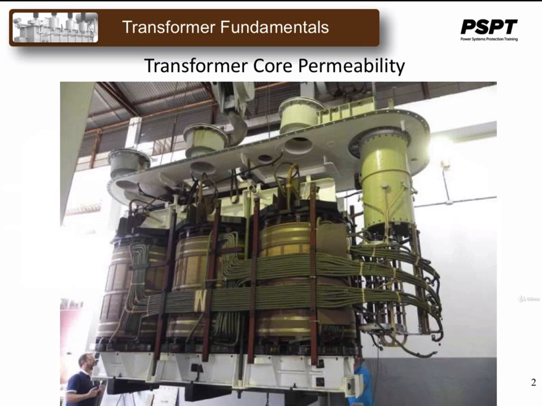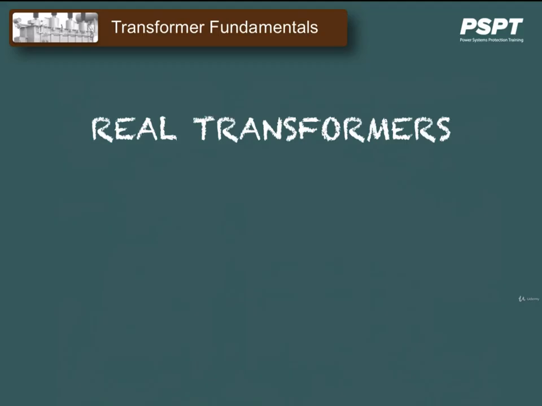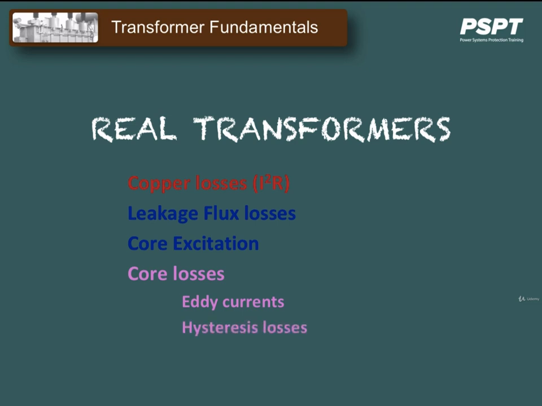One is termed eddy current losses, and the other is termed hysteresis losses. In fact, real transformers have other losses that occur as well. For instance, copper losses or I squared R losses, leakage flux losses, core excitation, and core losses, which we've already mentioned, including eddy current losses and hysteresis losses. Now we're going to go on to look at just how these occur.